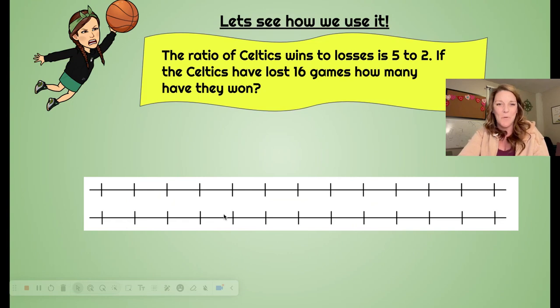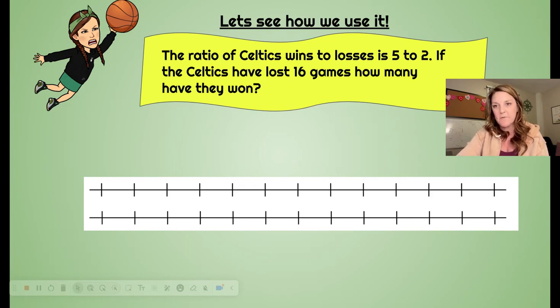All right, so do I have any Celtics fans? All right, let's think about this. And I researched this, and this is pretty much spot on, just saying. Go Celtics. The ratio of Celtics wins to losses is 5-2. If the Celtics have lost 16 games, how many have they won?